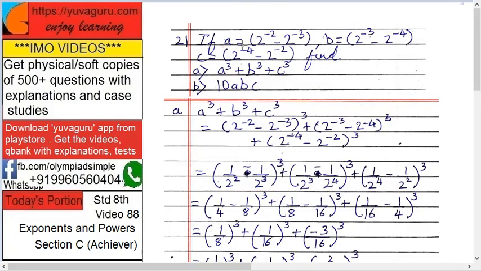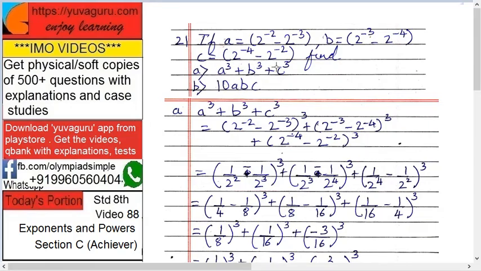If A equals 2 raised to minus 2 minus 2 raised to minus 3, B equals 2 raised to minus 3 minus 2 raised to minus 4, C equals 2 raised to minus 4 minus 2 raised to minus 2, then find A cube plus B cube plus C cube and 10ABC. Okay, we'll solve them separately.